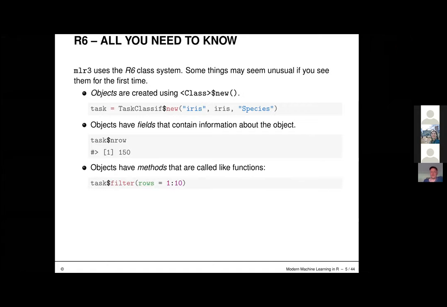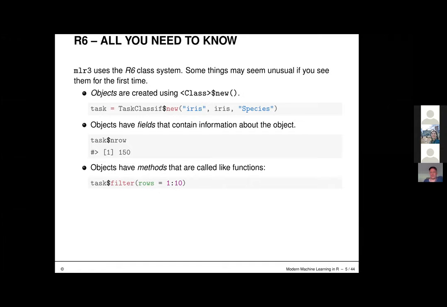Objects may also have methods, so it's not just like a list. There can also be functions in there. So the task object also has a filter method. And you can say, hey, filter the task so that only the first 10 rows are kept, right? And everything else is discarded.